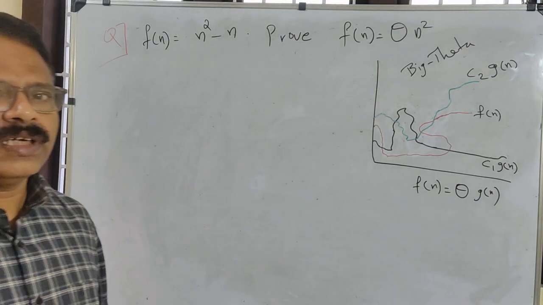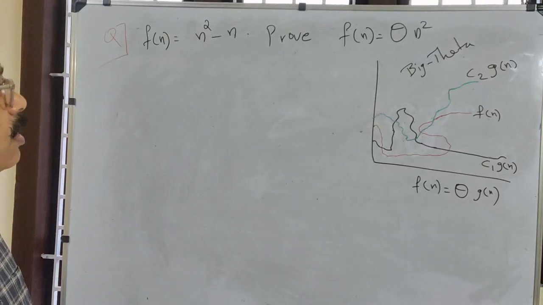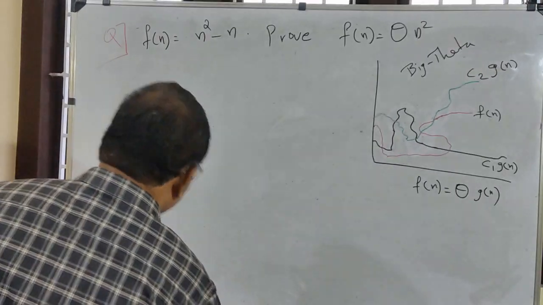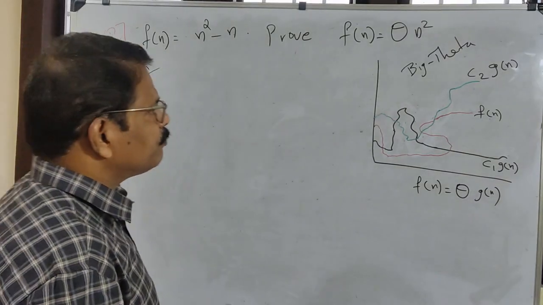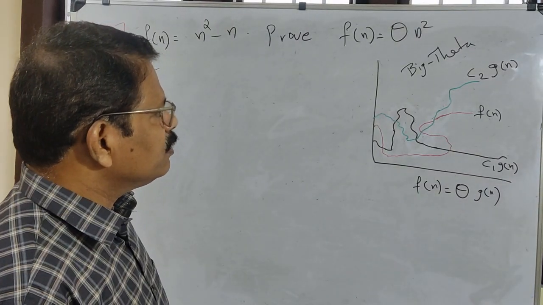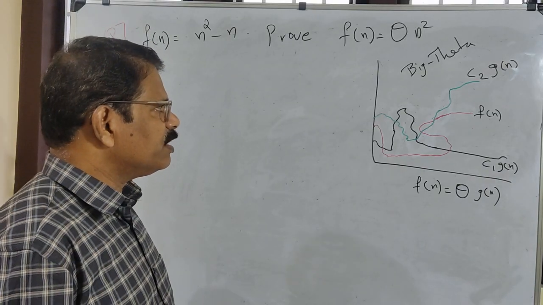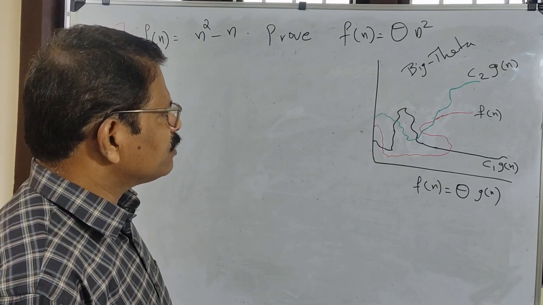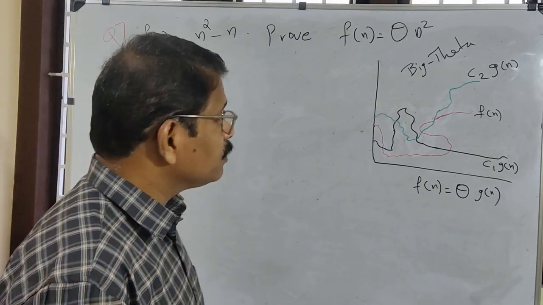Let us discuss f of n equal to n square minus n. Prove f of n is of order theta n square. See the definition of big theta. F of n is sandwiched between c1 into g of n and c2 into g of n. F of n is less than or equal to c2 into g of n. F of n is greater than or equal to c1 into g of n.